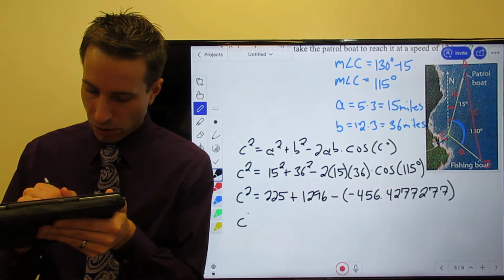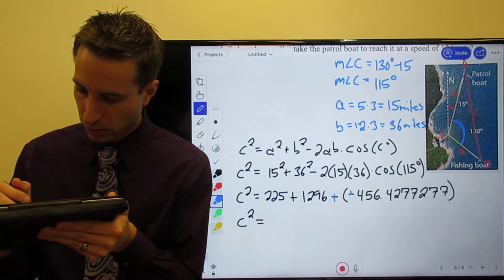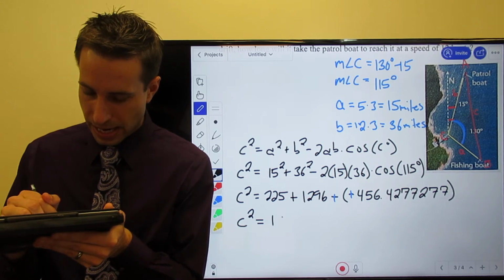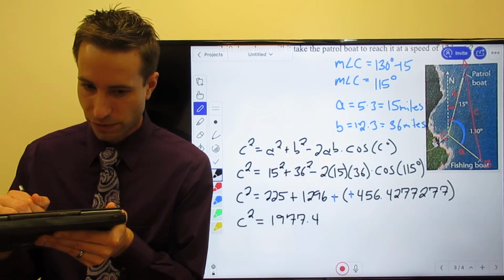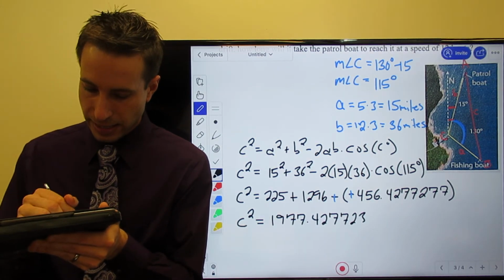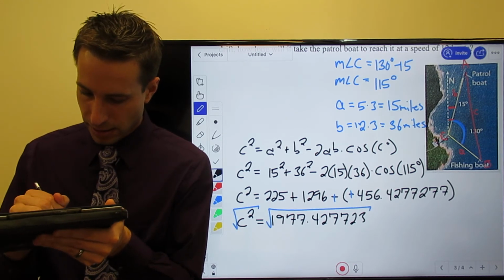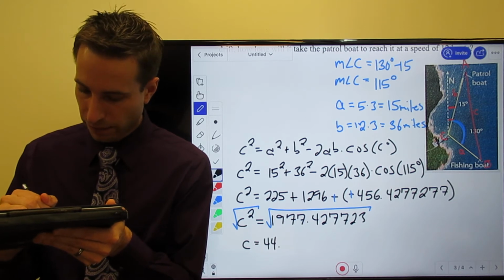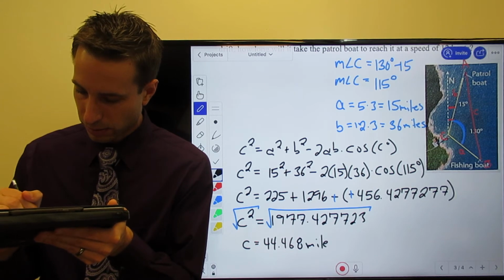Add the opposite. You add all of those guys together. In fact, let me put that in there. Add the opposite. And you wind up with 1,977.42773. Again, do not lose any of those decimals. Take the square root of both sides. And C is equal to 44.468 miles.